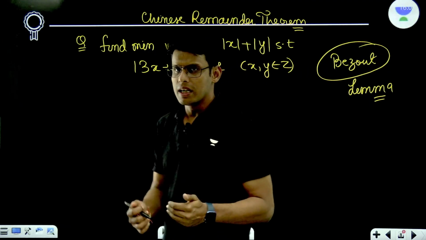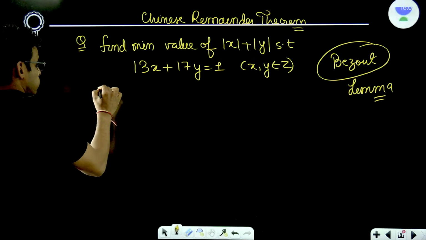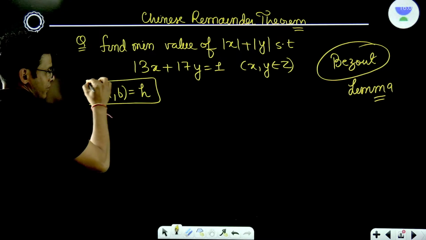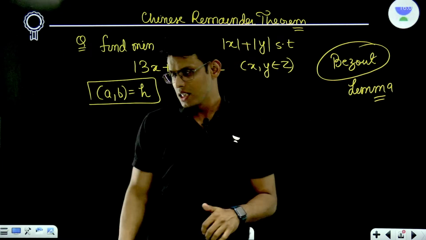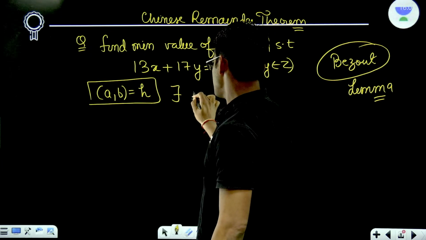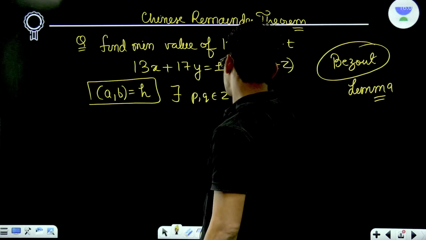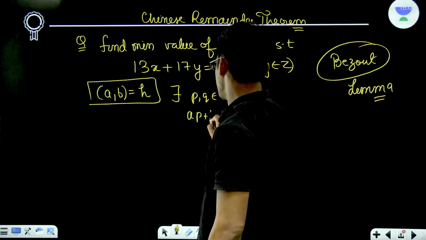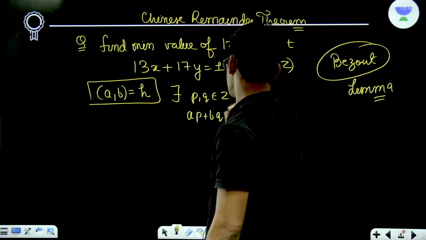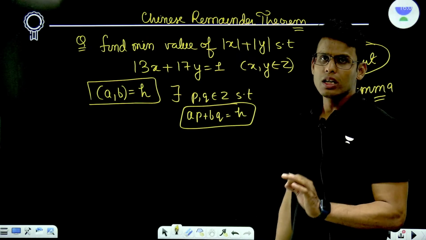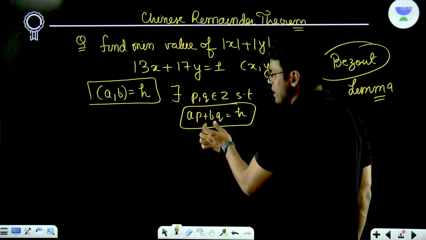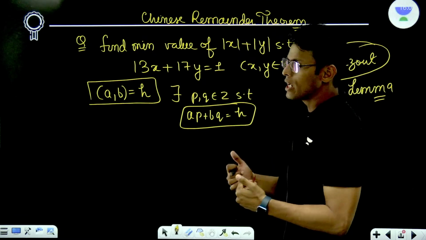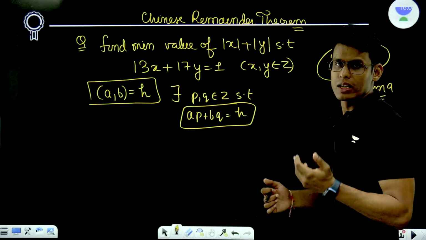But what does it say? Let me speak out loud. If the HCF of A and B is H, then there exist P, Q belonging to integers such that A times P plus B times Q equals H. This is what we call Bezout lemma. Now, what is so unique about this lemma?